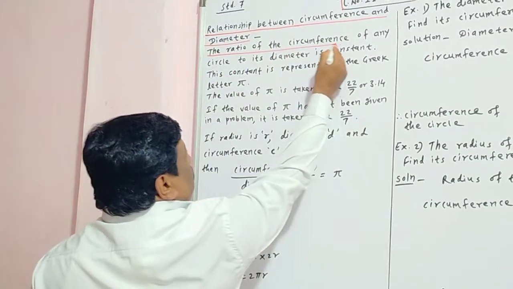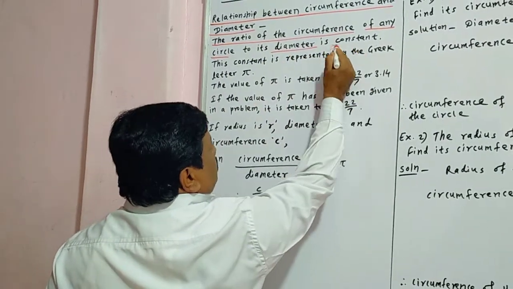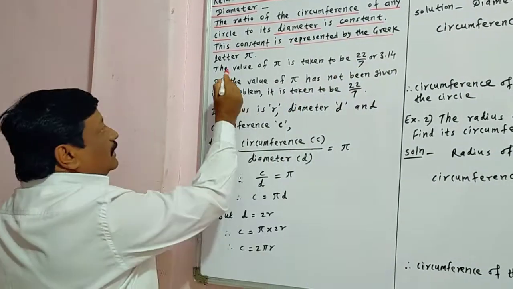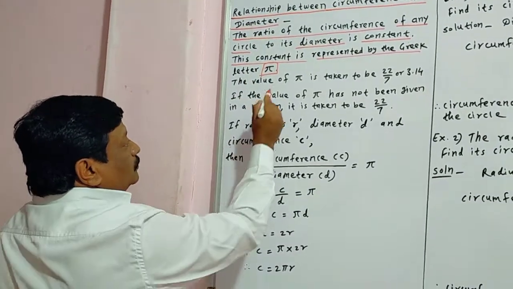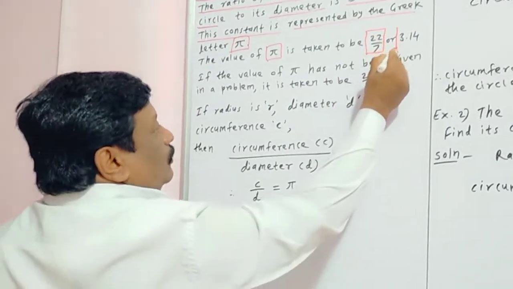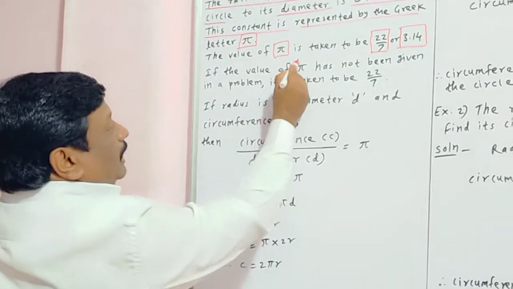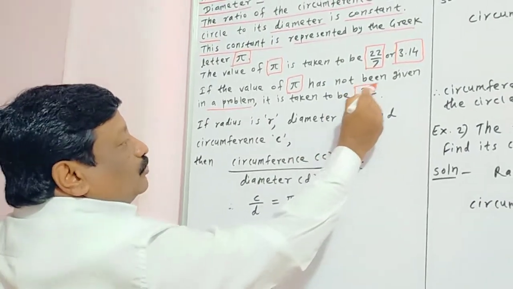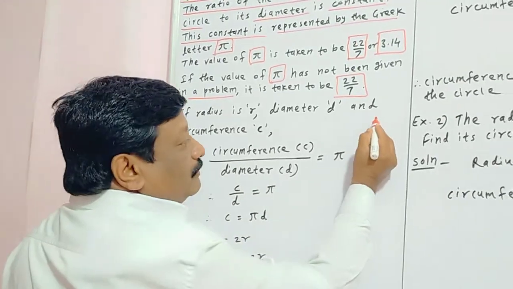The ratio of the circumference of any circle to its diameter is constant. This constant is represented by the Greek letter pi. Remember this letter, it is pi. The value of pi is taken to be 22/7 or 3.14. If the value of pi has not been given in a problem, it is taken to be 22/7.